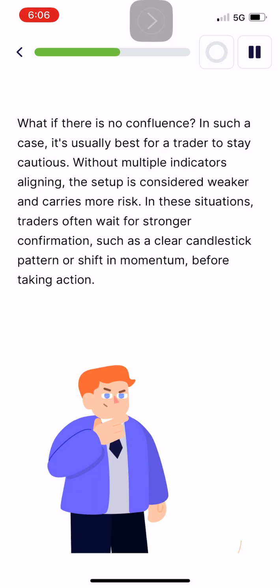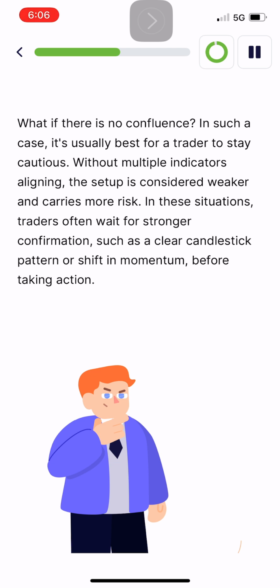What if there is no confluence? In such a case, it's usually best for a trader to stay cautious. Without multiple indicators aligning, the setup is considered weaker and carries more risk. In these situations, traders often wait for stronger confirmation, such as a clear candlestick pattern or shift in momentum, before taking action.